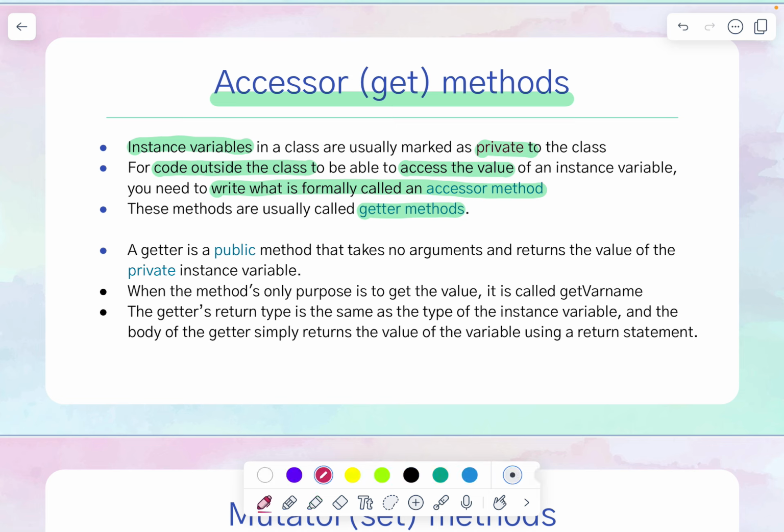And this method is going to be of the form get variable name. Now, it's important that we make sure that our getters are public and take no arguments and only return the value of that private instance. Remember, its only purpose is to get that value. So all it is supposed to do is just say return whatever. And the body of this method is simply returning that variable.